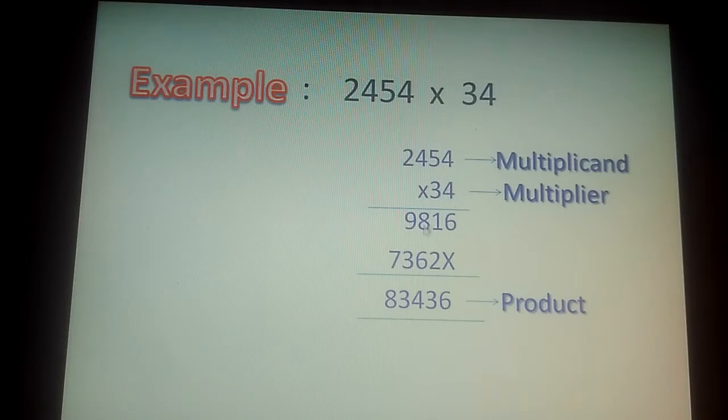3 fours are 12, 1 will be carried. 3 fives are 15, 15 plus 1, 16, 1 will be carried. 3 fours are 12 plus 1, 13, 1 will be carried. 3 twos are 6 plus 1, 7.